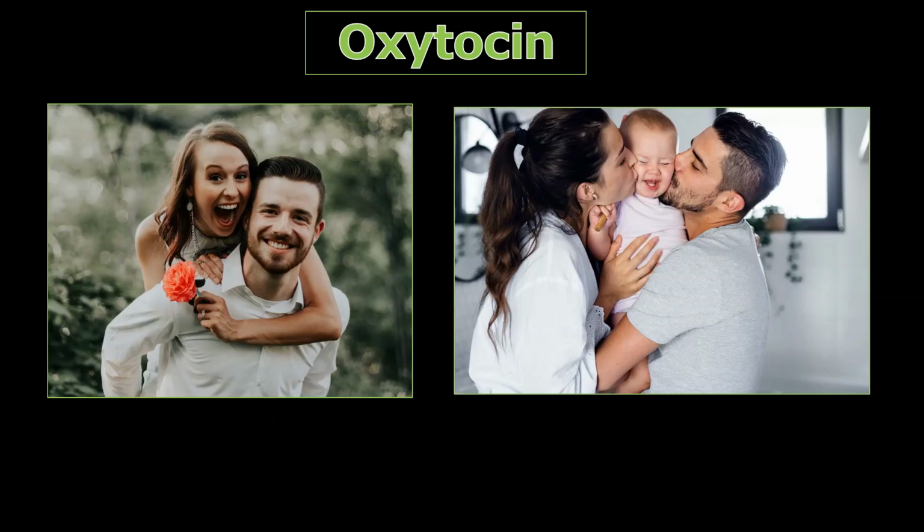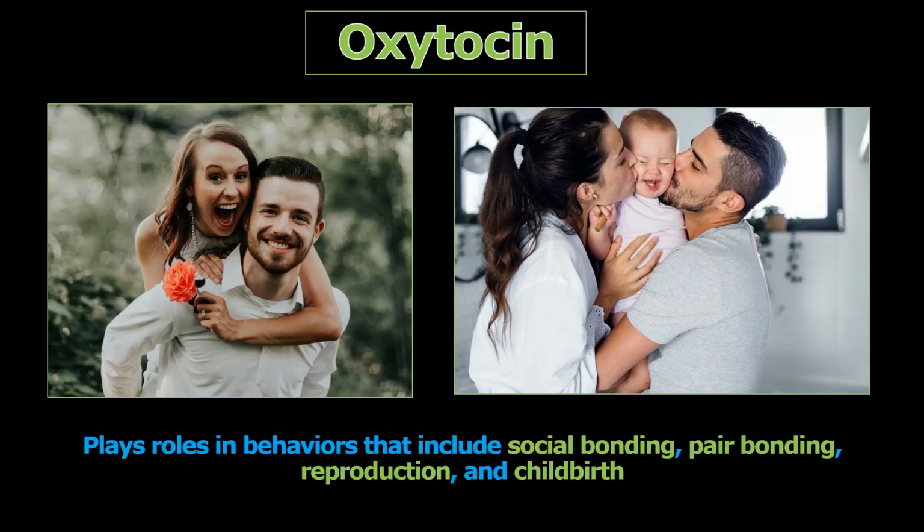Oxytocin, as you can tell by the picture, has something to do with bonding in some way. And sometimes this is called a hormone. When we get to the endocrine chapter, we will talk about oxytocin, or OT, as being a hormone. But in this chapter, it's referred to as a neurotransmitter. So it does play a role in behaviors that are very complex, like social bonding and pair bonding, and then getting into reproductive habits and actually childbirth and post-childbirth bonding periods.